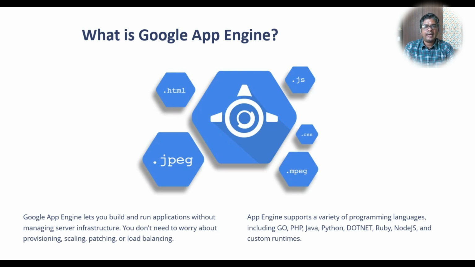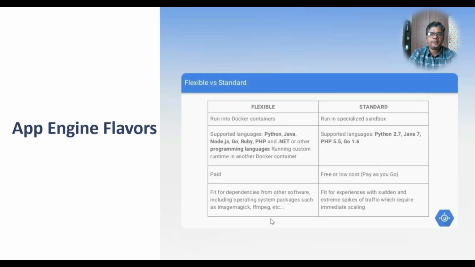Google App Engine supports languages such as Go, PHP, Java, Python, .NET, Ruby, Node.js and any custom runtime. Building applications on App Engine is efficient and the time to market is considerably short with it. App Engine flavors. There are two flavors of App Engine: App Engine Standard and App Engine Flexible. App Engine Standard offers a sandbox for the application with quick startup time and automatic scaling, whereas App Engine Flexible runs the application in a Dockerized container and provides more customization and support for third-party libraries.